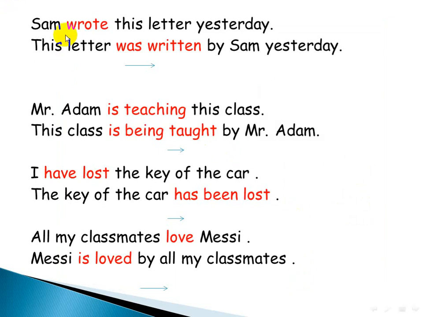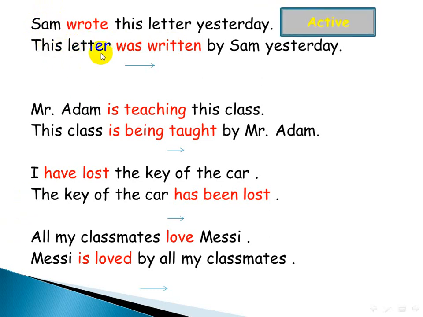Okay guys, let's read the first two statements. Sam wrote this letter yesterday. This letter was written by Sam yesterday. So what's the difference between the first two statements? Guys, if I ask you the question, who wrote this letter yesterday? I think the answer is clear and simple. It's Sam, right? So Sam is the agent of the action in this sentence. He is the actor of the action in this sentence. So we call this sentence active.